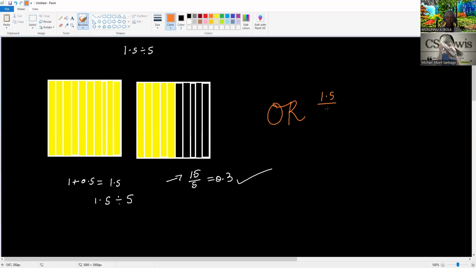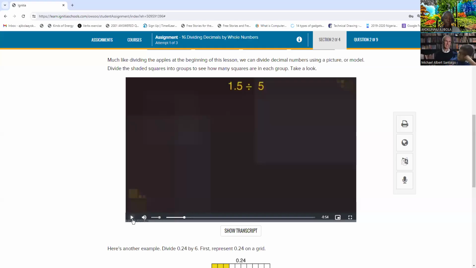Or I can say 1.5 divided by 5. So 5 cannot divide 1. I put 0. Then I take 15. So how many 5s in 15? That is 3. So that's why the answer is 0.3. Now let's go ahead and watch the lesson and see what the lesson is all about.